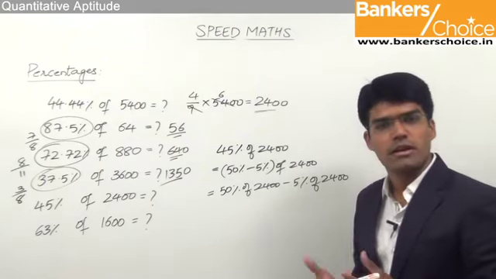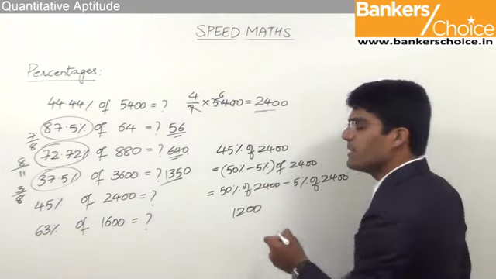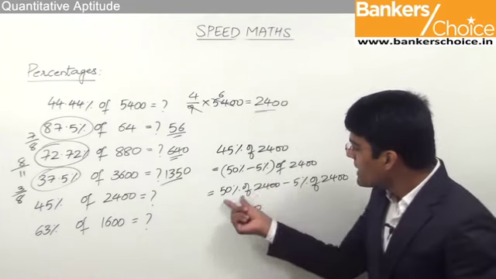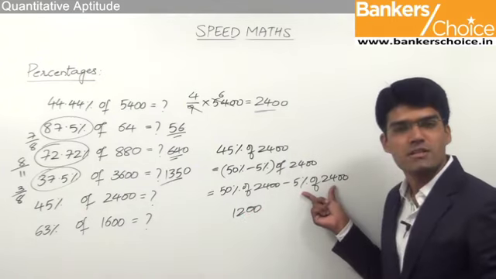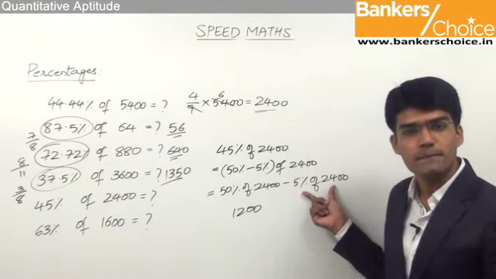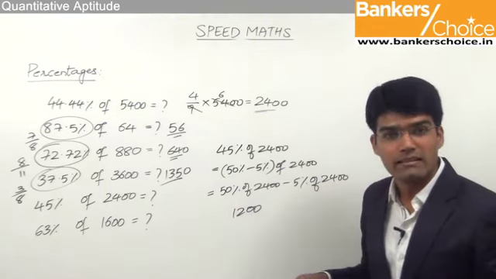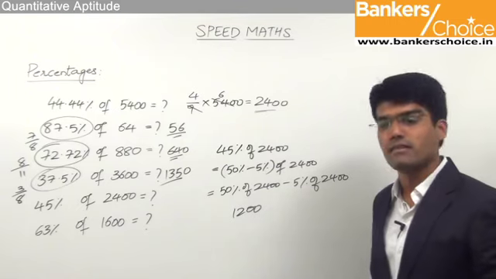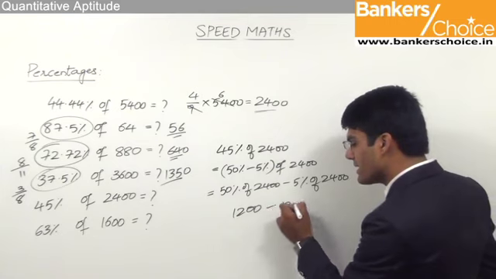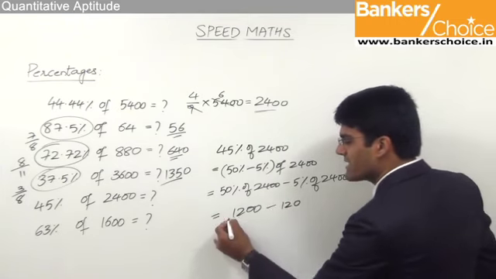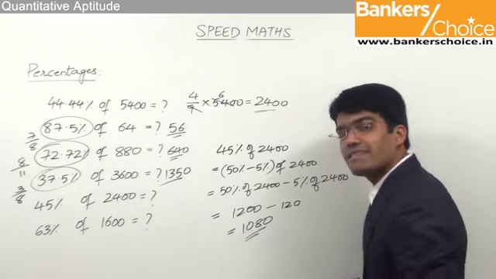50% of 2400, we know that 50% is half. So 50% of 2400 will be 1200. And if 50% of 2400 is 1200, it is obvious that 5% of 2400 will be 120. Why? Because 5% is 50% by 10. It is 1/10 of 50%. So if 50% is 1200, 1/10 of 1200 will be 120. So directly we can say that the answer here is 1200 minus 120, which comes out to be 1080.